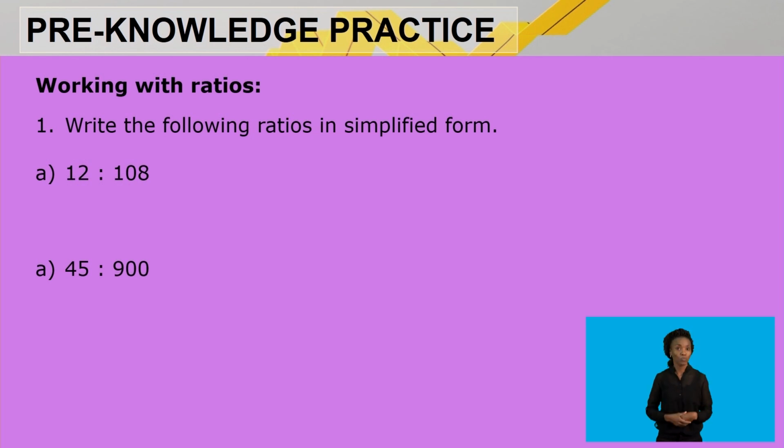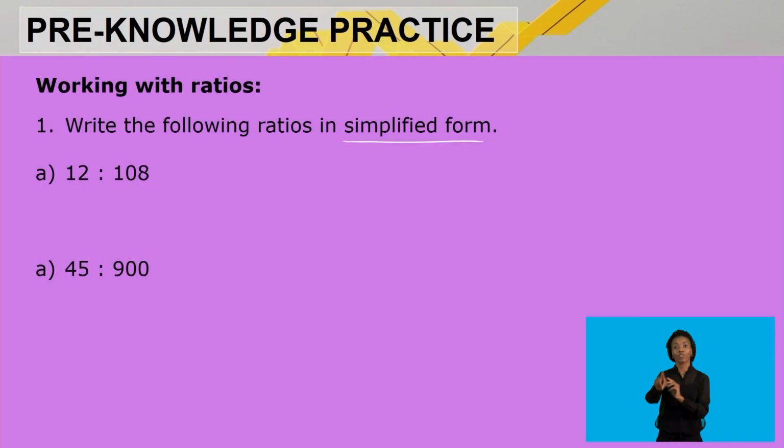Now let us look at the first example given to us, which is number 1. It says, write the following ratios in simplified form. When they talk of a simplified form, it means you should keep your answer whereby you can no longer simplify it any further. Looking at number A, it says 12 is to 108. You can simply look for a number that can be divided into both values without giving you any remainder.